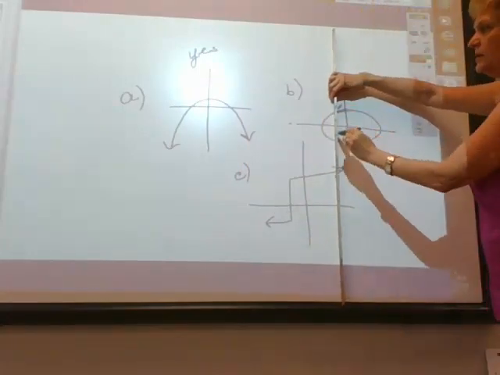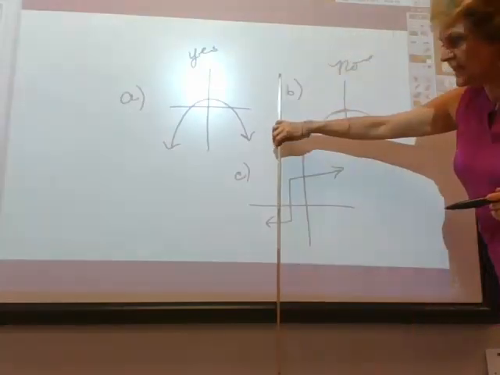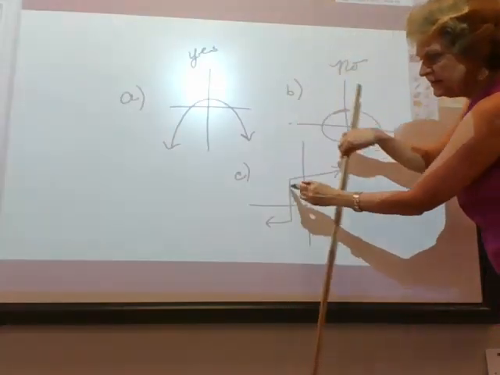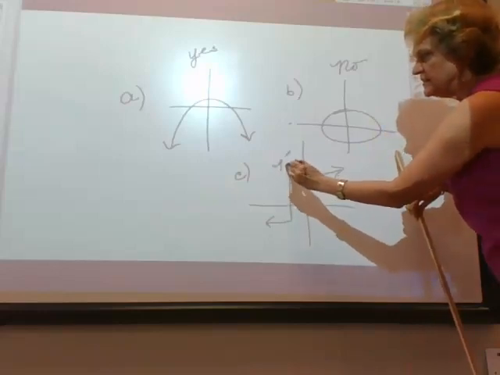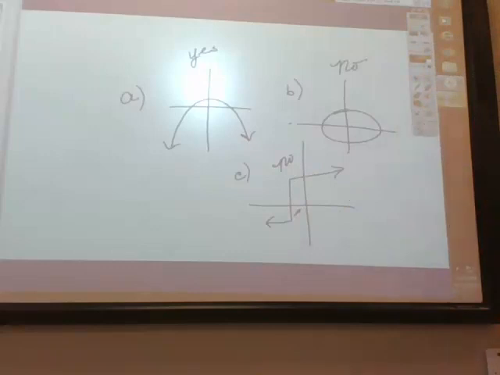B, however, lots of places where it touches twice. So this is a no. And C, this part right here, bunch of times. So no, because of that right there. Okay? All right, so now let's look at example 2.